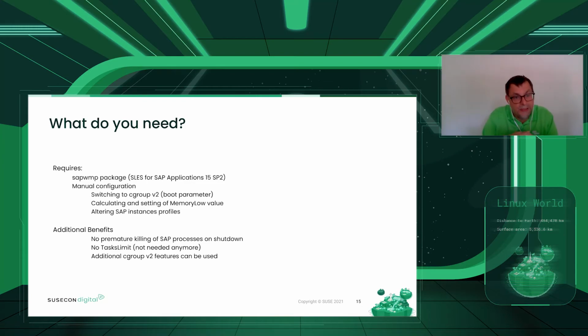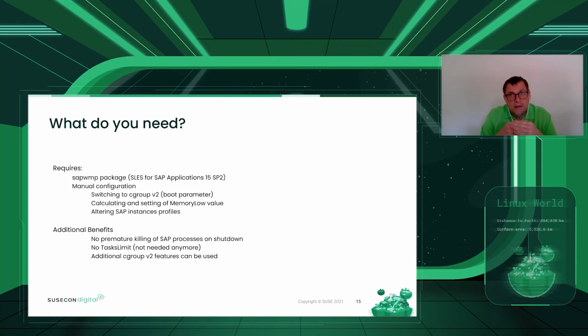So I'm almost at the end of my talk. Let's summarize what you need if you want to use WMP. You need the package, which is in the repositories for SLES for SAP Applications 15, at the moment SP2, SP1 will come very soon. Some manual configuration has to be done. There's the switch to cgroup version 2, that's a boot parameter, and obviously a reboot of the system. You have to determine the correct value of memory low and set it with a sysctl command. And you have to modify the SAP instance profile to call the capture program. So that's it. Just a few steps.